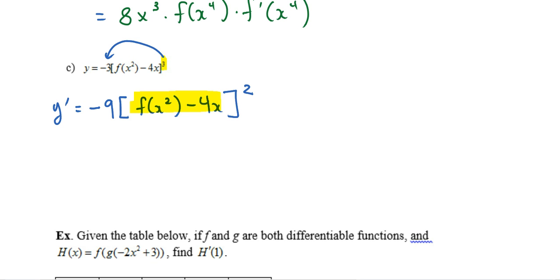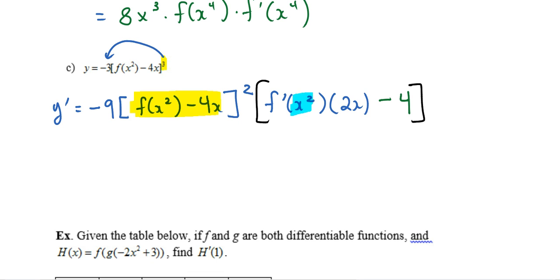derivative of this inside function now, and that's going to be f prime of x squared, and if I use the chain rule here, that's going to be 2x, right? So the derivative of x squared is just 2x, minus the derivative of 4x, which is just going to be 4. And then let's just put a bracket around this whole thing here because I'm multiplying those two things together there.